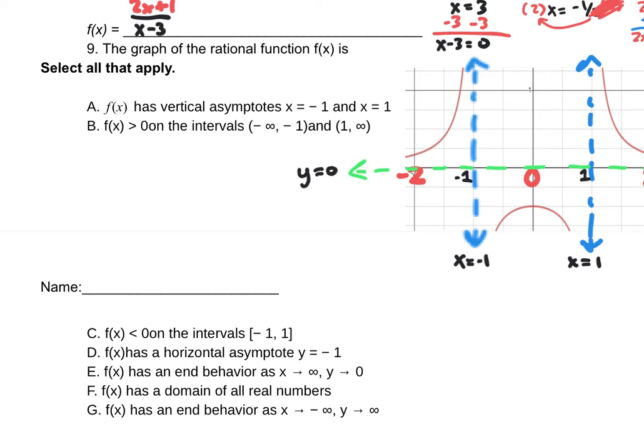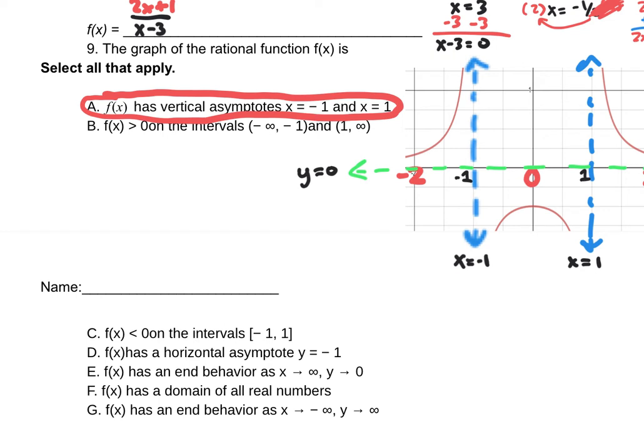So A, f of x has vertical asymptotes at x equals -1 and x equals 1. Is that true? Yes, it is true. We've already labeled it, so we don't have to worry about second guessing. Let's just circle it. And that's what we would select on the test.